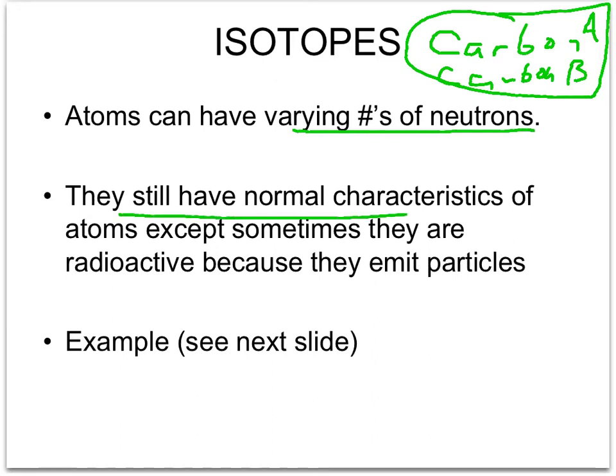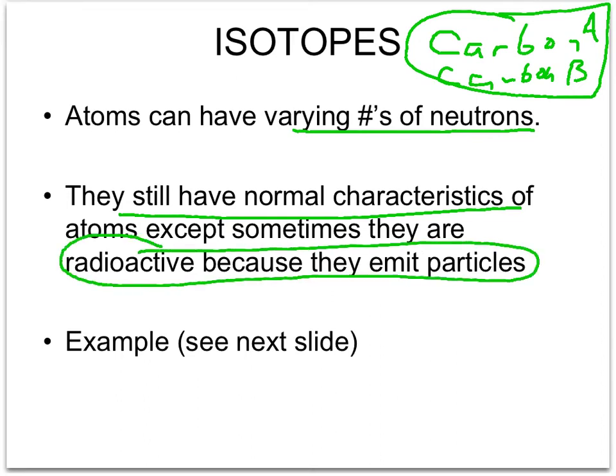They basically still have all the normal characteristics of an atom. However, they're radioactive oftentimes, or some of them. Not all isotopes are radioactive, but some isotopes can be radioactive because they emit or throw back out particles from the nucleus. In other words, they throw out protons or neutrons back out, and that's radioactivity.